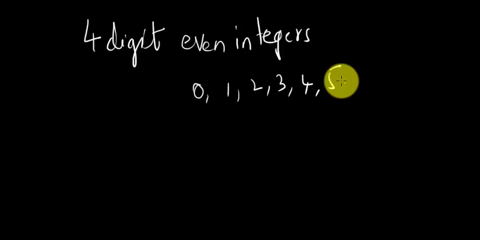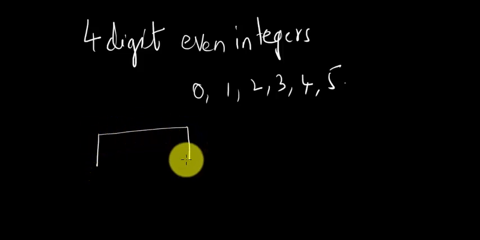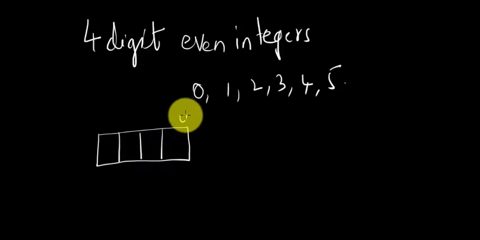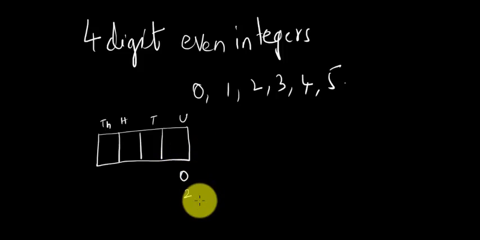Now, let's see, I'm supposed to be forming a 4-digit even number, which means that I'm filling up 4 boxes: units, tens, hundreds, and thousands, correct? Now, if it is supposed to be an even integer, then the units place can be filled with a 0 or a 2 or a 4, isn't it? The units place is 0, 2, or a 4, then I can consider this to be an even number.